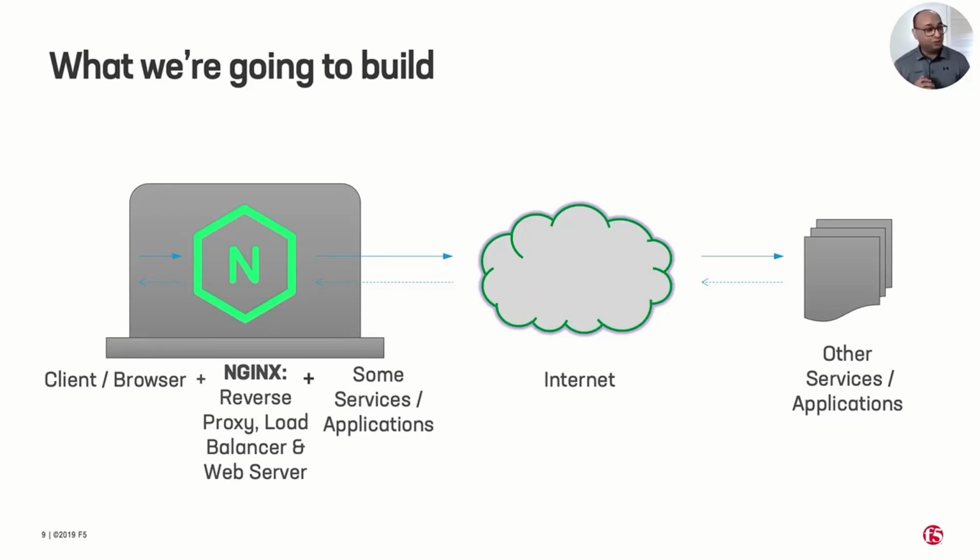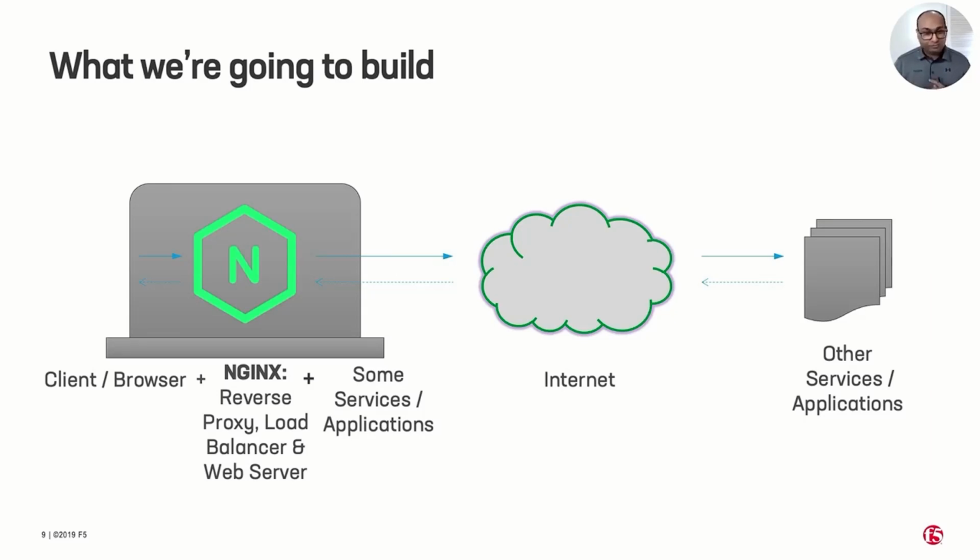So this is what we're going to build today. We've got a client or a browser. So I've got my local laptop on which I'm running a virtual machine. I'd install NGINX on my virtual machine, set it up as a reverse proxy, load balancer, and a web server. We'll also serve a couple of static websites from the web server running on the same instance of NGINX. And then I've got a couple of services running on my AWS lab as well, which we would go out and load balance on as well.